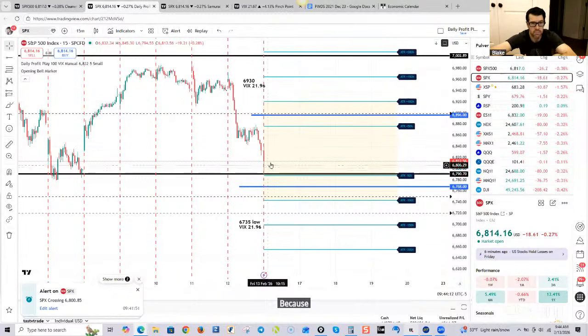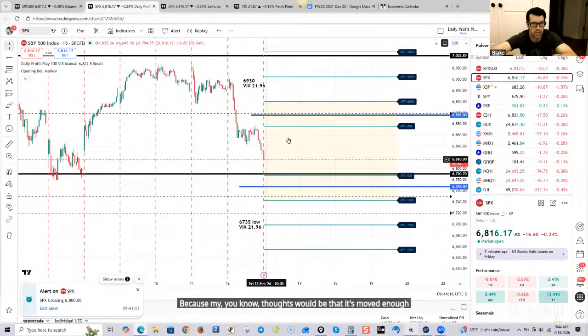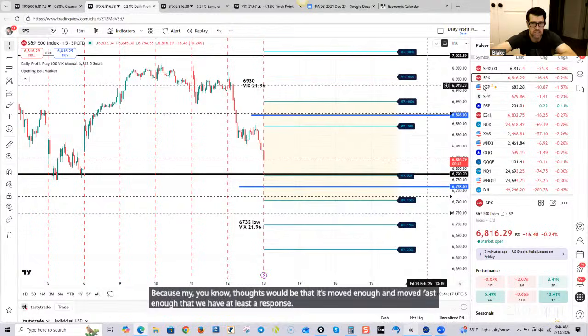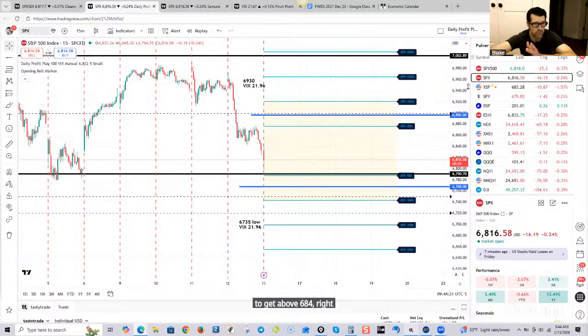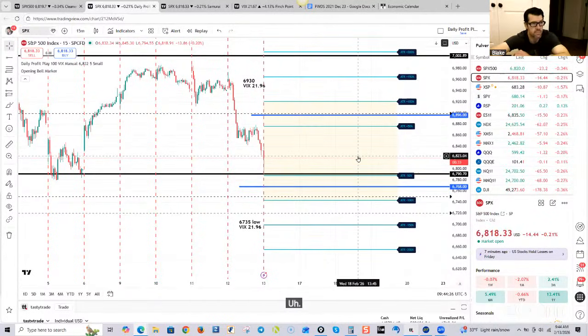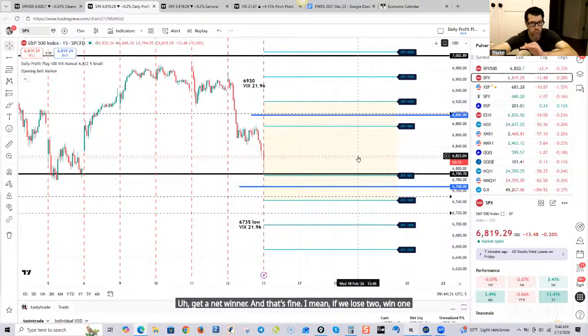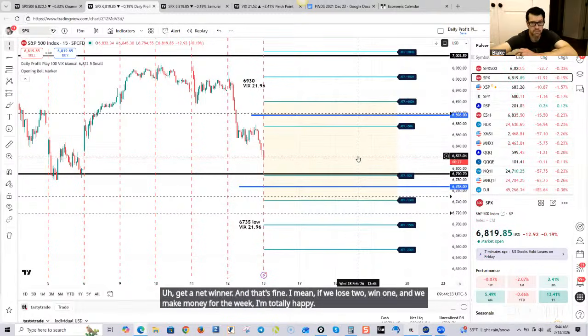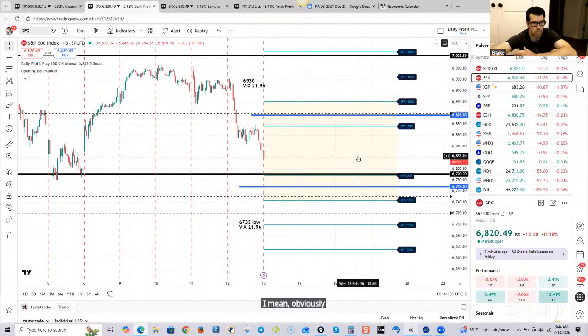Because my thoughts would be that it's moved enough and moved fast enough that we have at least a response to get above 684. Maybe the market finishes down for the week, but we stay above our 684 defense, which is all we need to get a net winner. And that's fine. If we lose 2, win 1, and we make money for the week, I'm totally happy. Obviously, ideal would be we never lose a trade, but that's not going to happen.